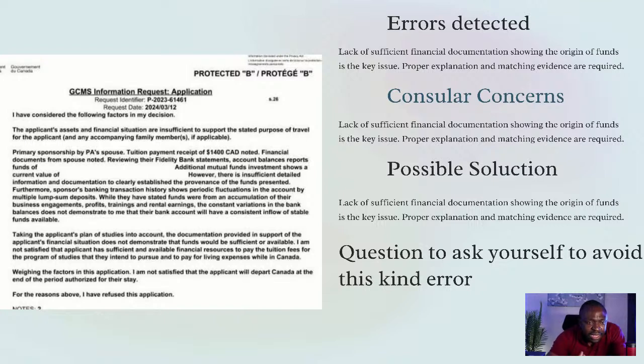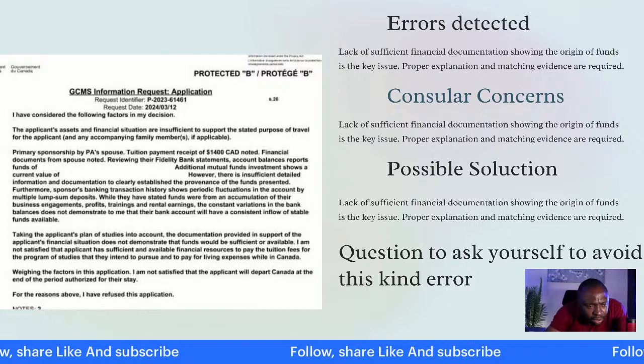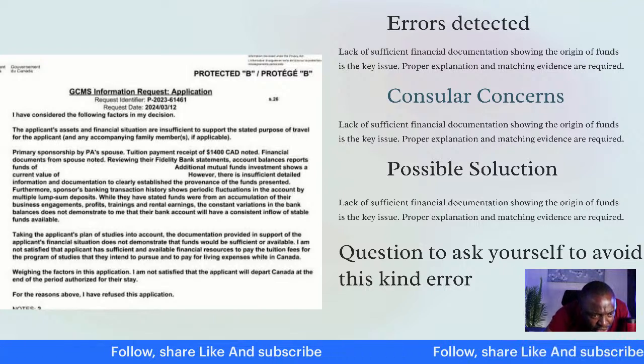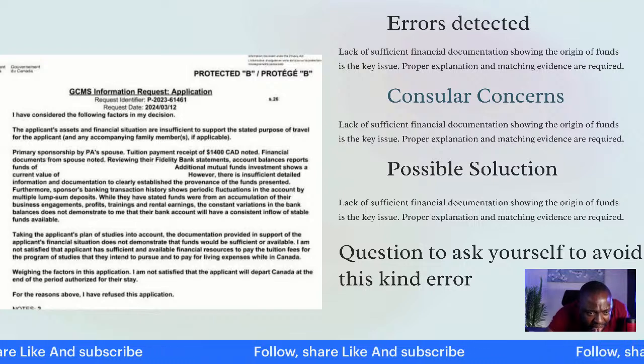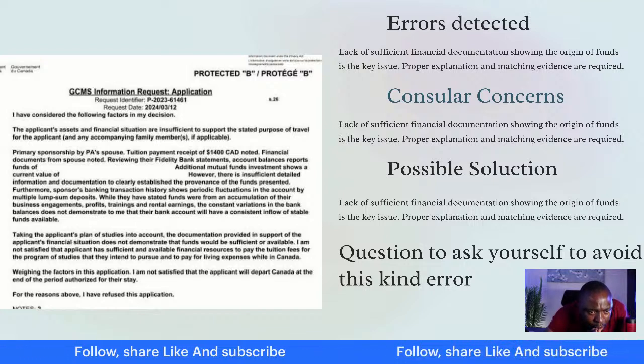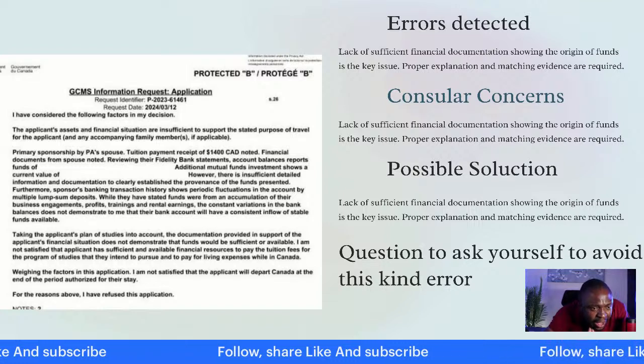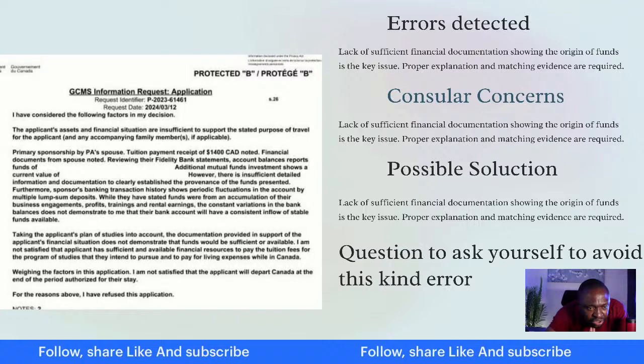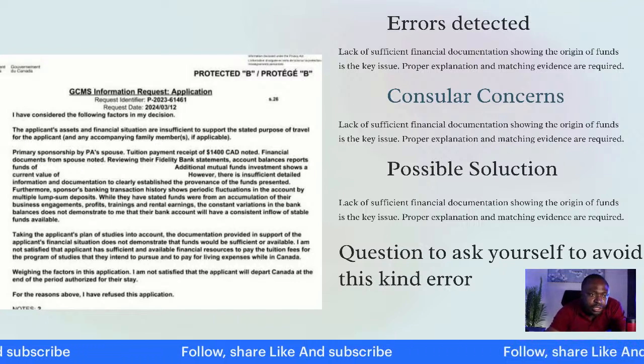I am not satisfied that the applicant has sufficient available financial resource to pay for the tuition fees and the program stated they intend to pursue and to pay living expenses while in Canada. So weighing on these factors of this application, I am not satisfied that the applicants will depart Canada at the end of the period authorized for their stay. For this reason above, I refuse the application.